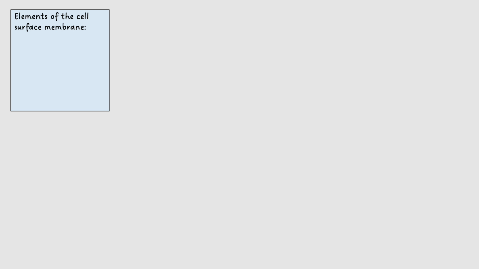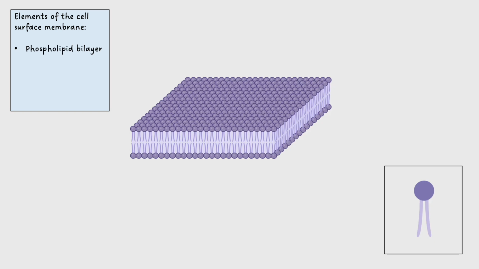Okay, so the cell surface membrane surrounds the cell. It's mainly made up of what we call a phospholipid bilayer. This is two layers of phospholipid molecules facing away from each other. Each phospholipid has a phosphate head and lipid tails. The phosphate heads are hydrophilic, meaning they're attracted to water, and the lipid tails are hydrophobic, meaning they repel water. This makes the structure of the phospholipid bilayer make more sense.